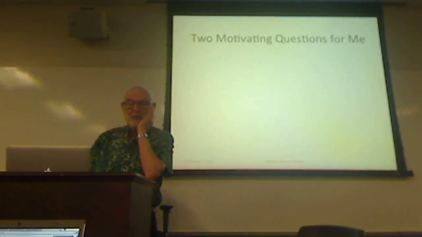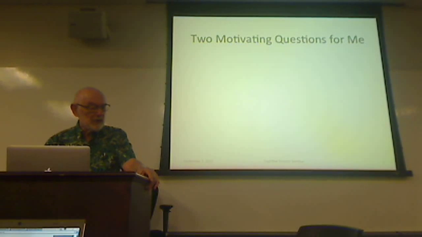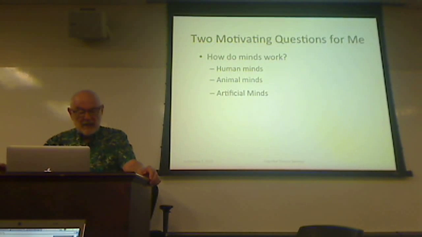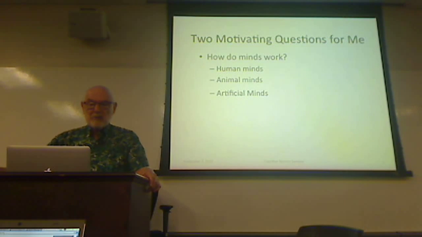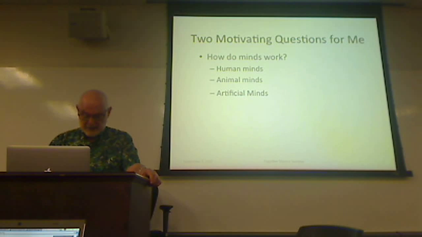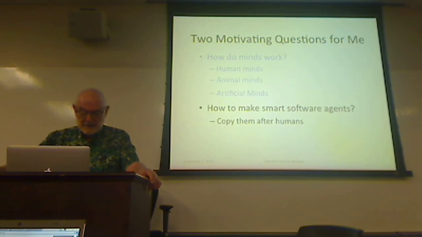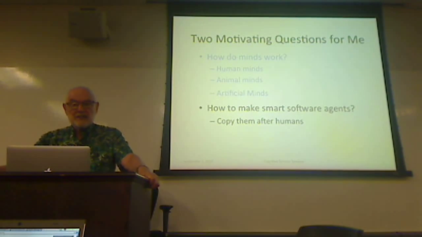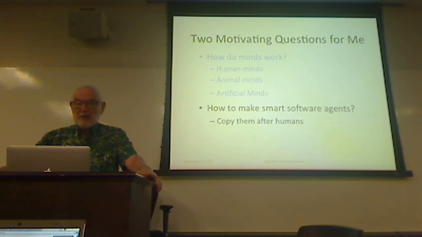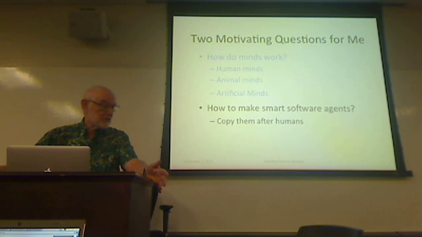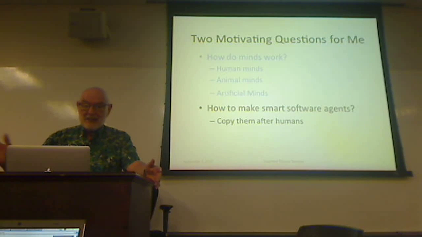My research is motivated by two questions together. The first one is how minds work, whether they're human minds or animal minds or artificial minds. And the second one is how to make smart software agents. I've got an overall answer to that, at least one way: to copy them after humans. But this is all I'm going to say about that, because the rest of the talk is about the first question, how do minds work, not about the second.